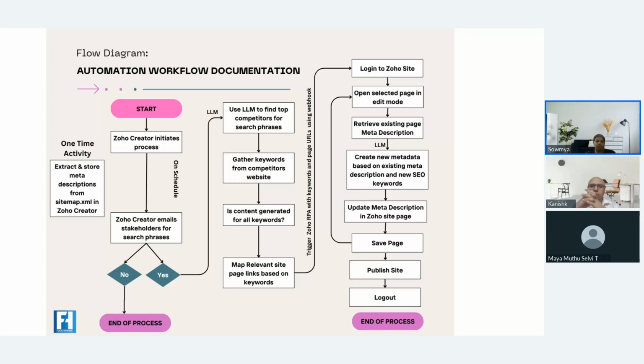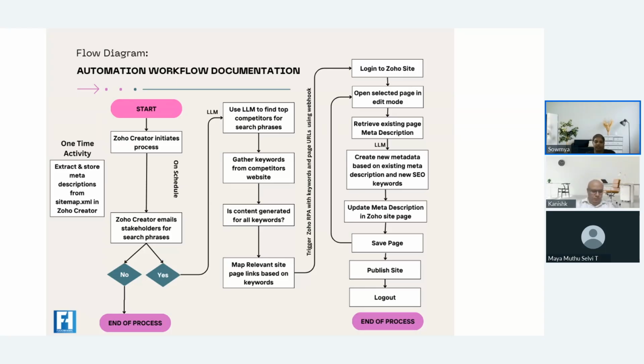In Zoho Creator, as a one-time setup, we first extracted all existing page titles and IDs from the website sitemap and stored them, giving the system full visibility into every page we are optimizing. A scheduled email is sent to the stakeholders from Creator asking them to confirm or provide the search phrases they want to optimize for. Once the keywords are approved, the system calls an LLM to identify top ranking competitors for such phrases.